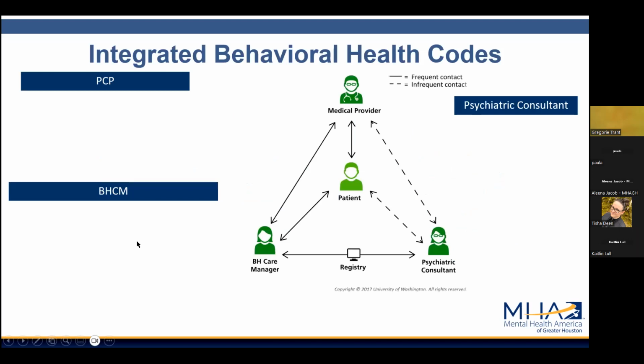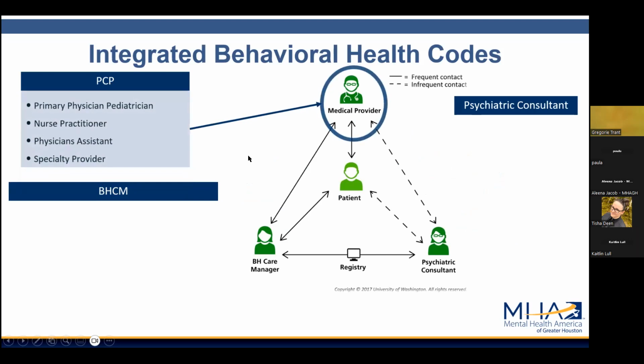So Sujina talked about this a little bit. There are 3 main providers for team members, right? Because your patient is one of your team members in this, but 3 main providers as a part of this model. So we have our primary care providers, right? And this is a primary care physician, a pediatrician, a nurse practitioner, a physician's assistant, a specialty provider.